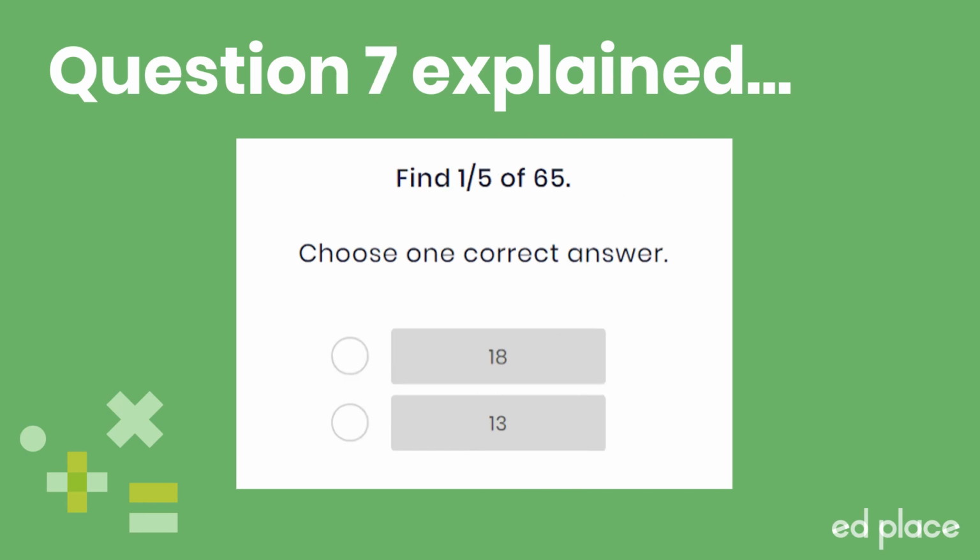Here's our third example. To find 1/5, what will we have to divide by? Did you say 5? Excellent. 65 divided by 5 is 13. Well done if you got this one correct, as it took a little more thought.